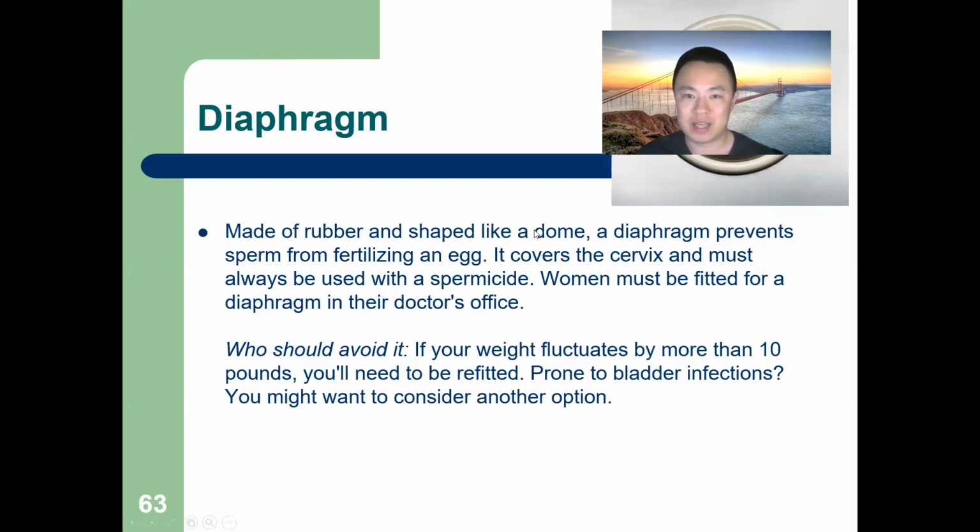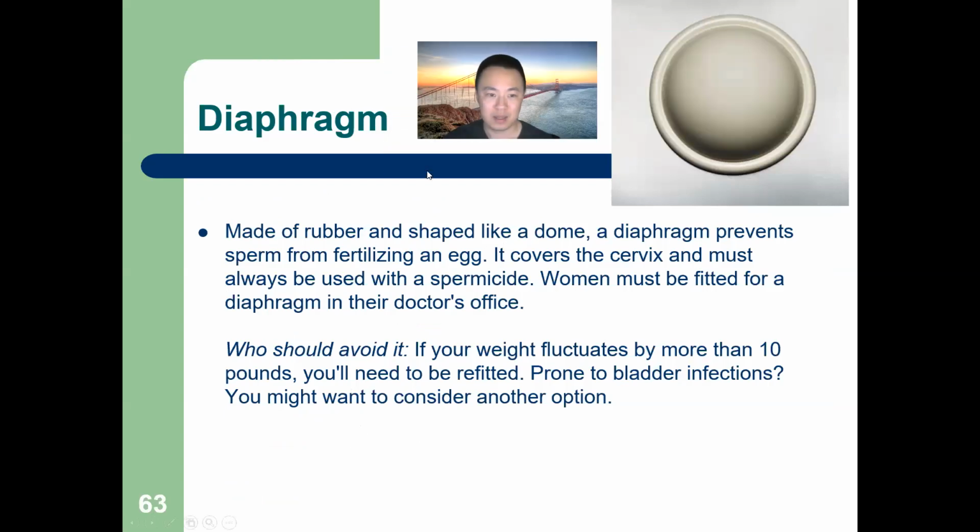Okay, this is called the diaphragm. It is made of rubber and shaped like a dome, and a diaphragm prevents sperm from fertilizing an egg. It covers the cervix and must always be used with the spermicide, because you never know. Women must be fitted for a diaphragm at their doctor's office, and who should avoid it? Well, if your weight fluctuates by more than 10 pounds, you'll need to be refitted. These are prone to bladder infections. If a person is prone to bladder infections because of this, they might want to consider an alternate option.